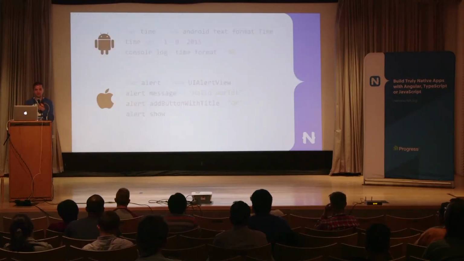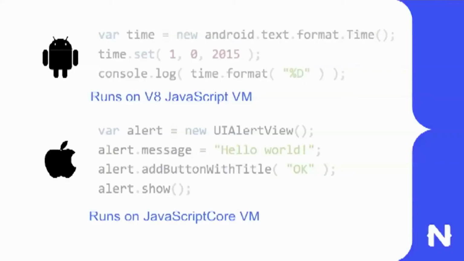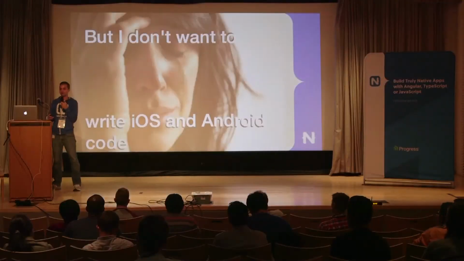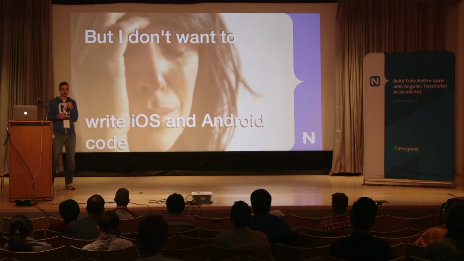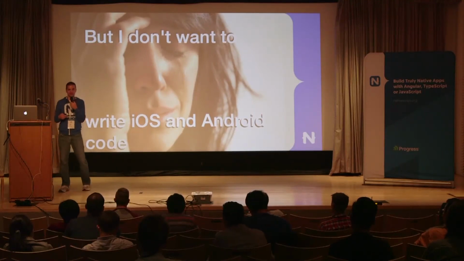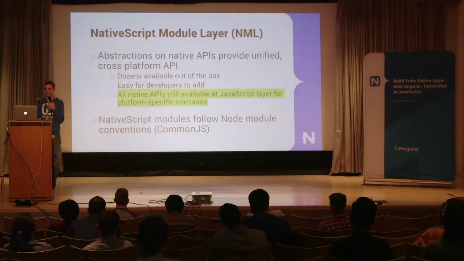And it's important to remember that this code that you're writing is running directly on the VMs on the devices. So with Android, it's running on V8. With iOS, it's running on a modified JavaScript core. So this is all fine and good, but you should be saying to yourself, I don't want to write iOS and Android code that's JavaScript. I don't want to write JavaScript that looks like Objective-C. That's like the worst world in every way possible.